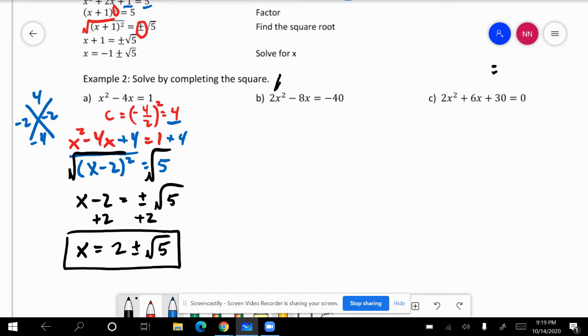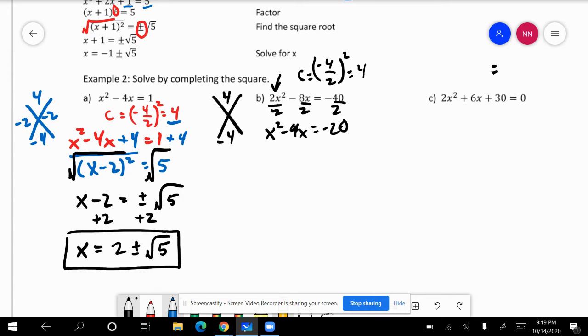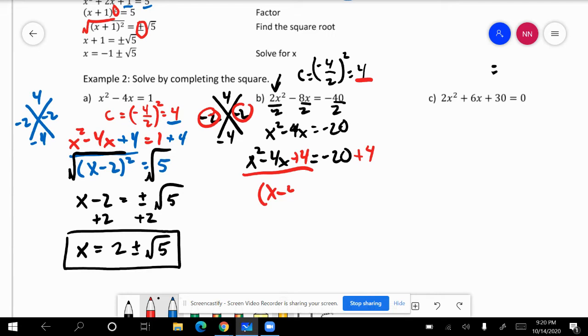Now, letter B, this one actually has an a value of 2, so I'm going to divide everything by 2, and I get x squared minus 4x is equal to negative 20. So I'm going to take my negative 4, divide it by 2 and square it, and that gives me 4 again. So I have two numbers that multiply together give me 4, add up to negative 4, once again, negative 2 and negative 2. Now, if I'm doing it correctly, these numbers will always be the same. So I have x squared minus 4x, and I'm going to add the 4 here. And that gives me equals negative 20, and then plus 4. I'm going to factor this, as I said before, x minus 2 squared is equal to negative 16.